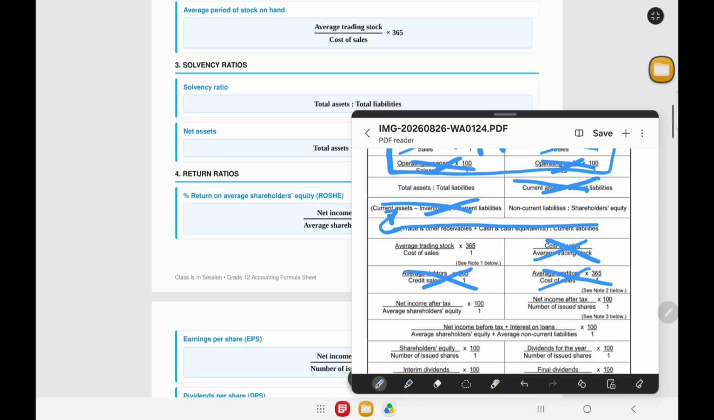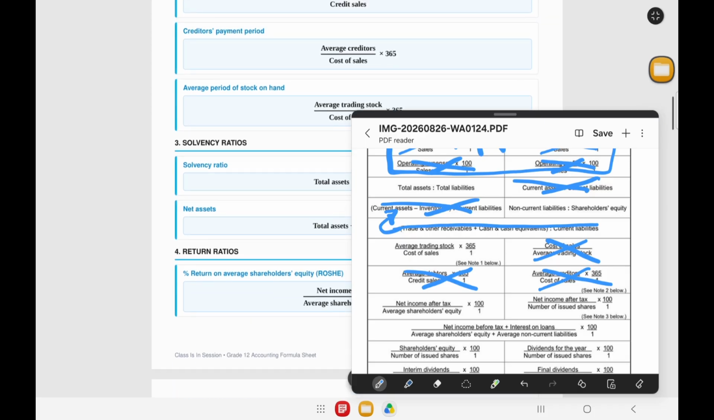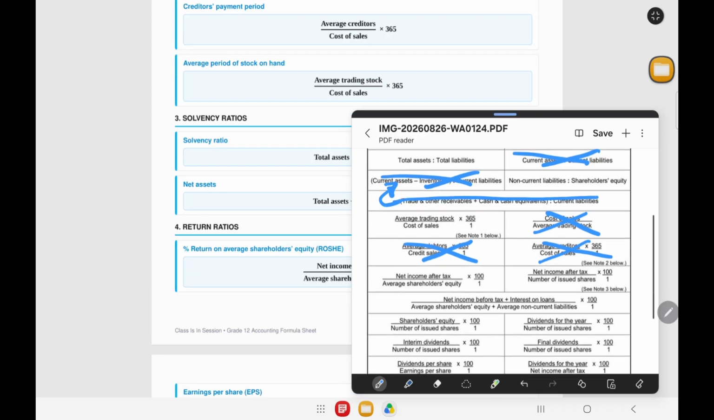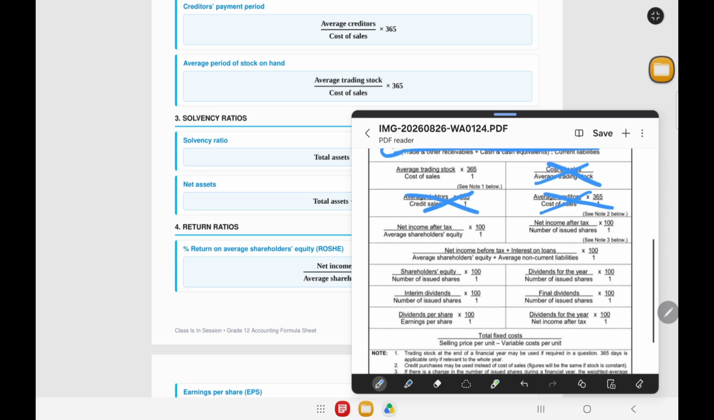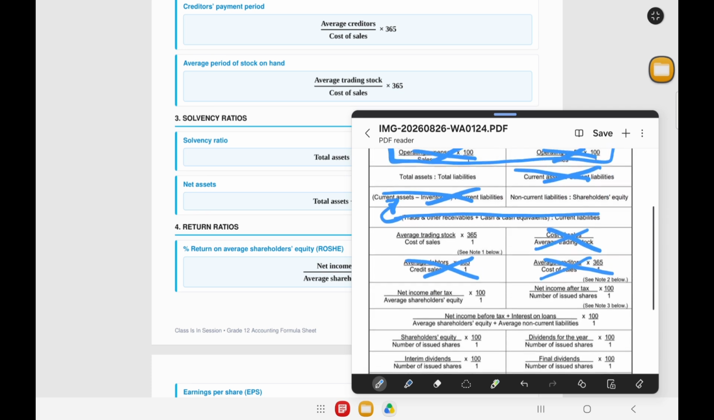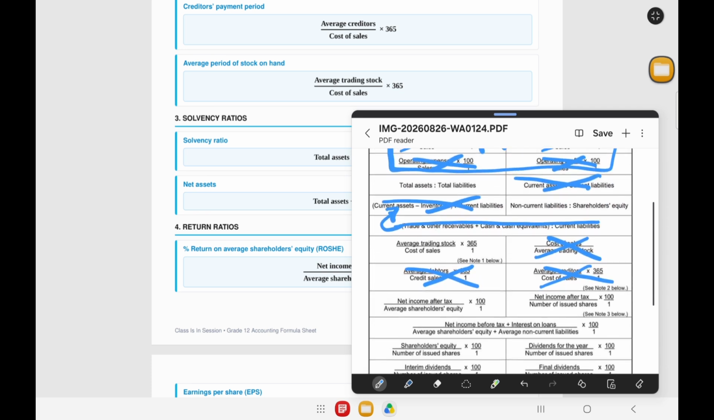We also have average period of stock on hand. It's average trading stock over cost of sales. Average trading stock. Let's look at whether we have the formula. Average trading stock over cost of sales times 365. There it is. So guys, when you look at the information sheet, you don't have to cross as I've done. Let me erase this.